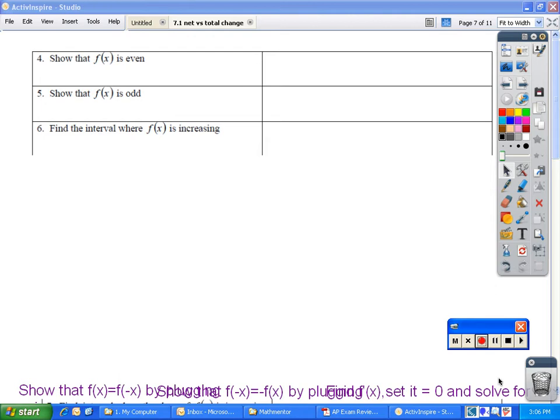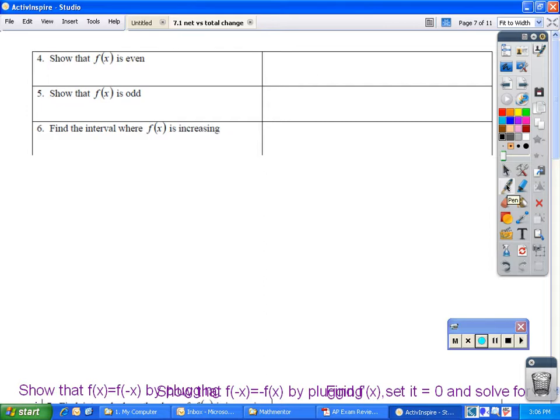All right, so take a few seconds, open up to that packet that I gave you for the quote-unquote warm-ups, and let's look at number 4. If it says show that a function is even, how are we going to do that?